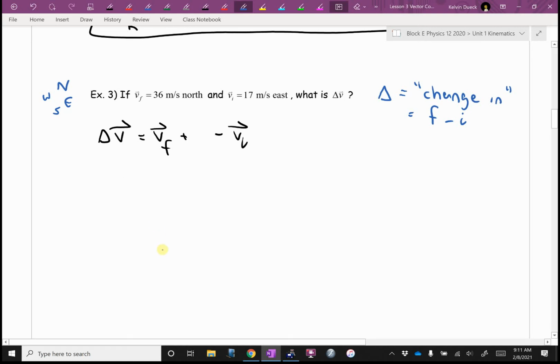So if I write that, let's go like that maybe. Plus. What's V initial, magnitude and direction, as they gave it to you in the question? So what's negative V initial? 17 meters per second. And 17 is a little less than half of 36, so I'll draw it pretty short.